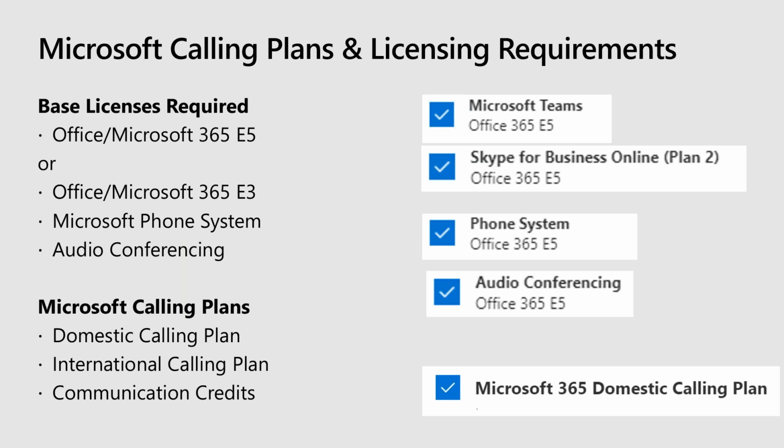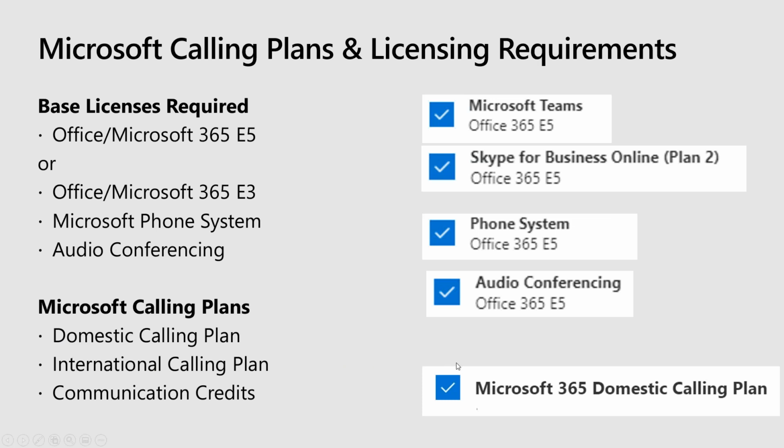And then from the calling plans perspective, we have the domestic calling plan, international calling plan, and the communications credits. Communications credit is not really a plan. It's more like a bucket that you can buy, like a bucket of money, like prepaid communication credits. And then if you run over your minutes, or for example, if you only have a domestic calling plan, you can call international by using the communication credits. So that is possible, but at least you need a domestic or international, domestic and international calling plan.